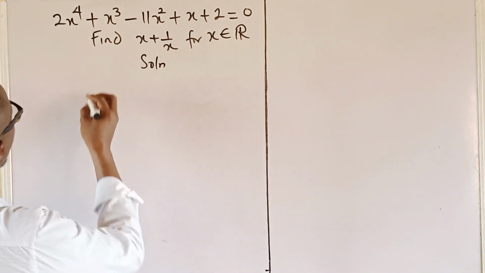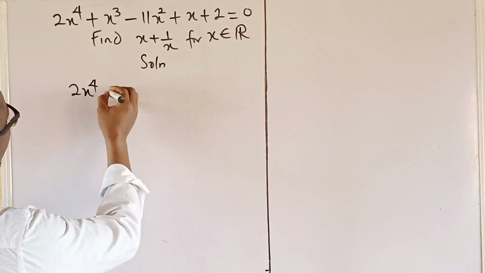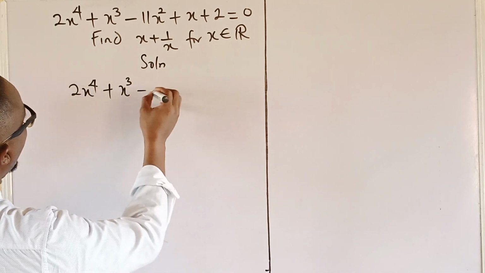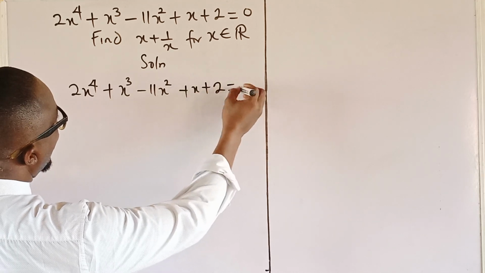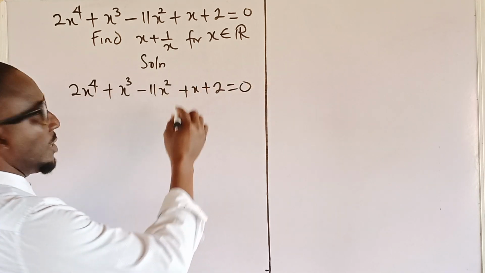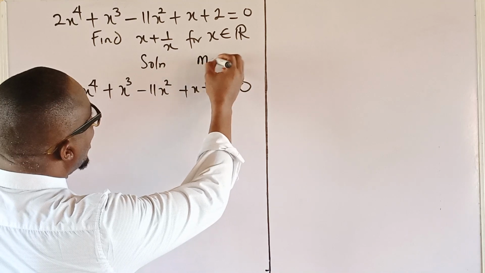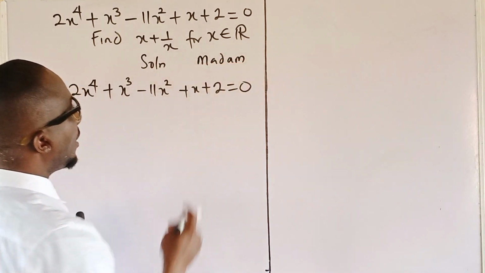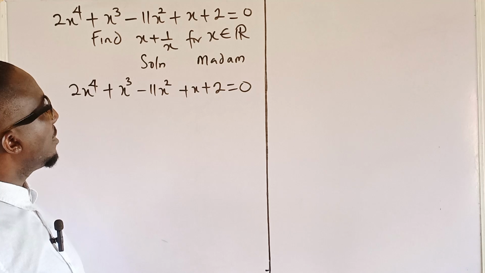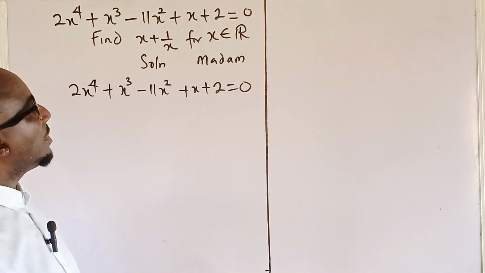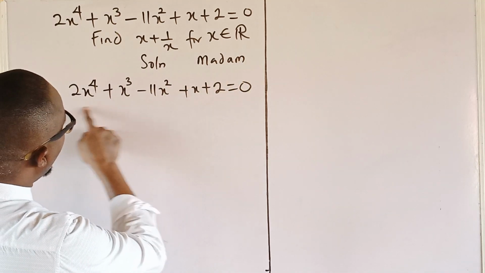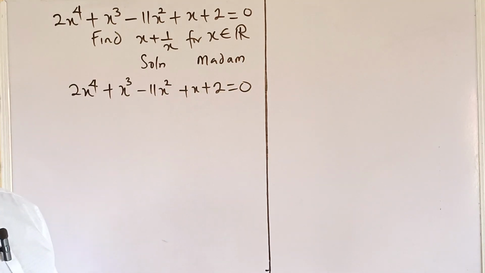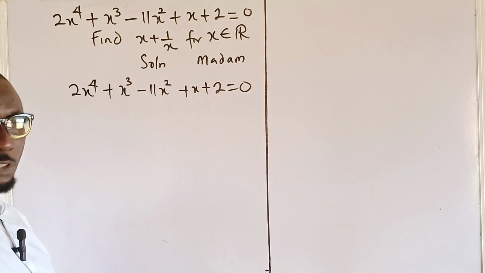So, solution, I will write this equation: 2s to the fourth plus s cubed minus 11s squared plus s plus 2 equal to 0. Now, if you look at the English word madam, if you pronounce it from the left or the right end, it's still madam. This symmetry is actually what we have here. Hence the reason why it's called a palindrome polynomial.